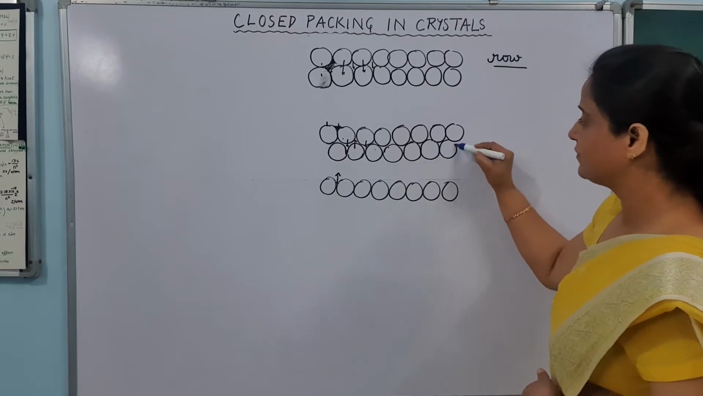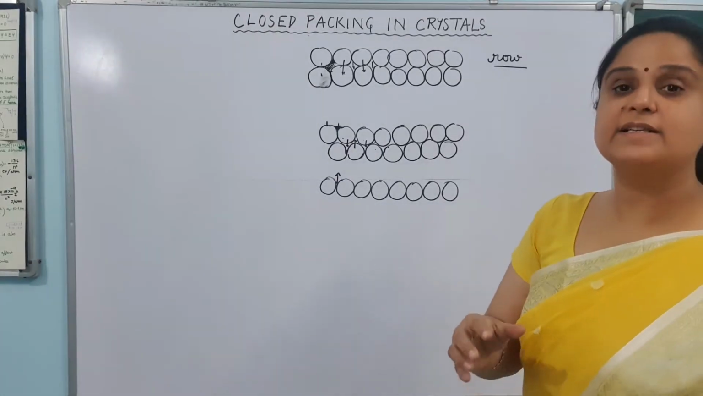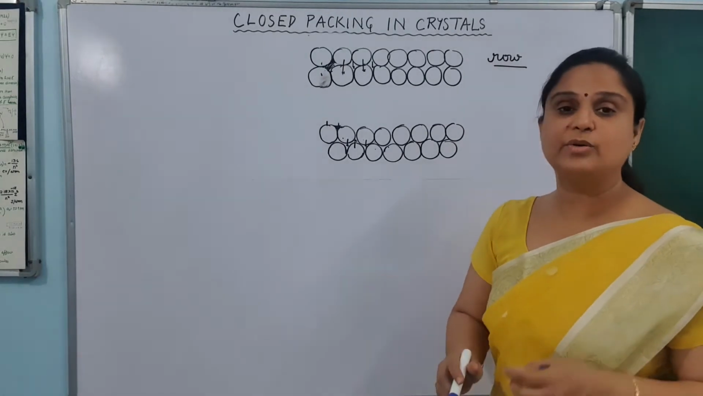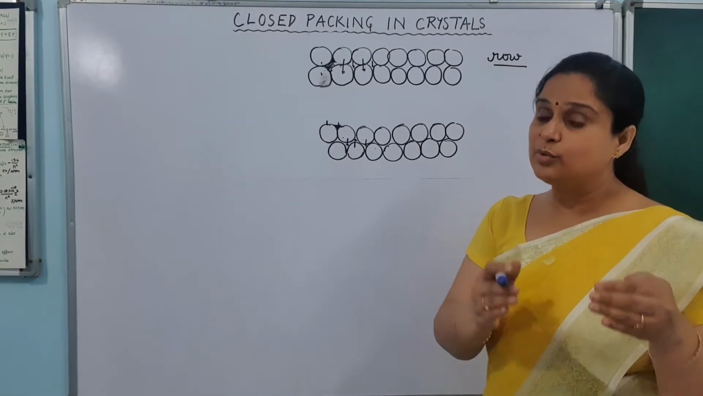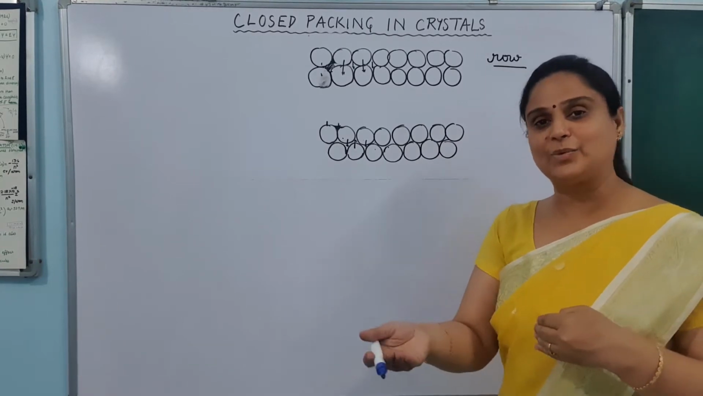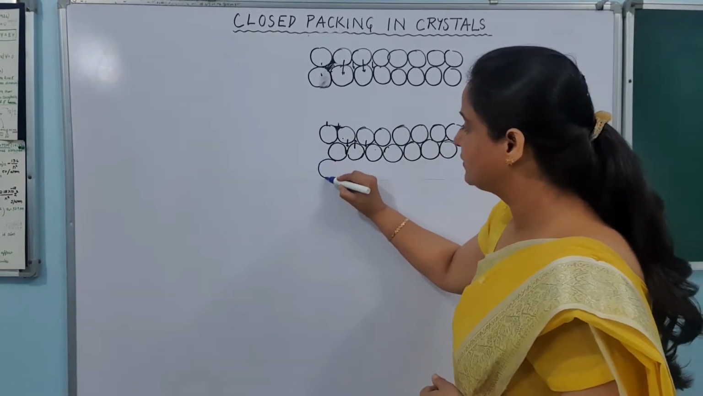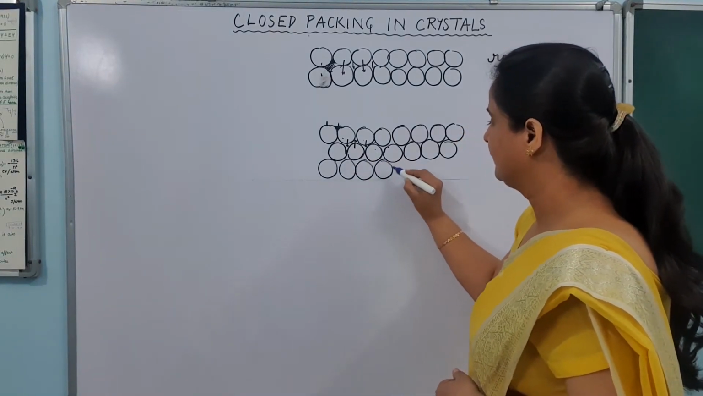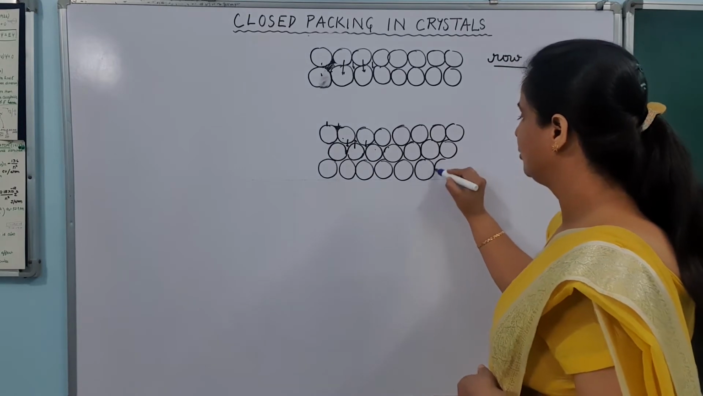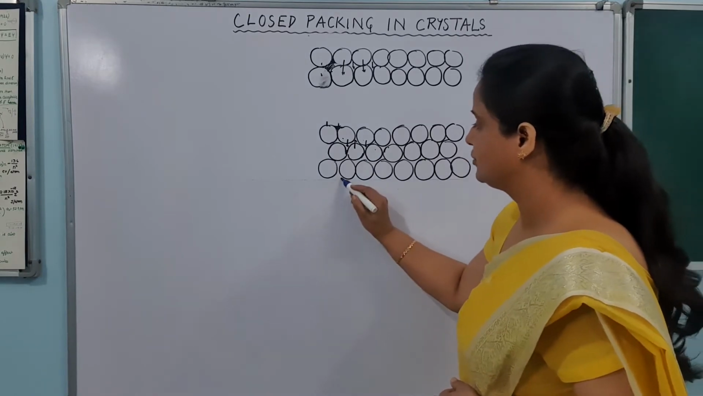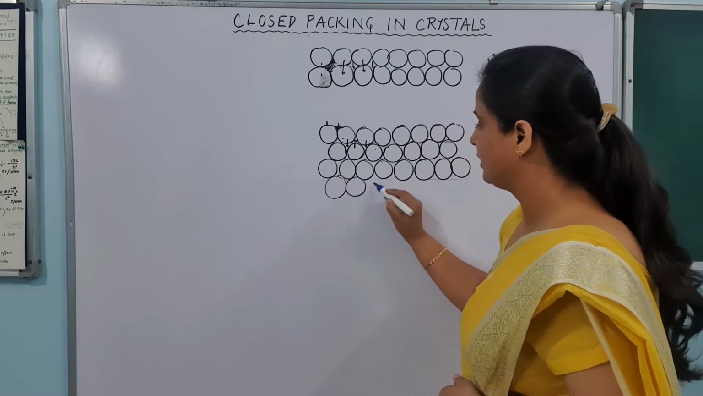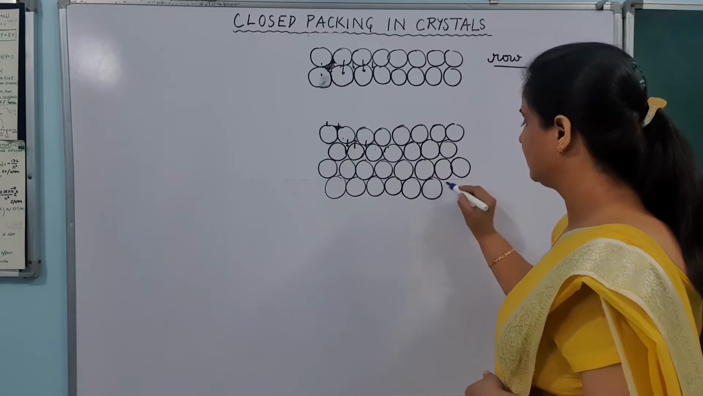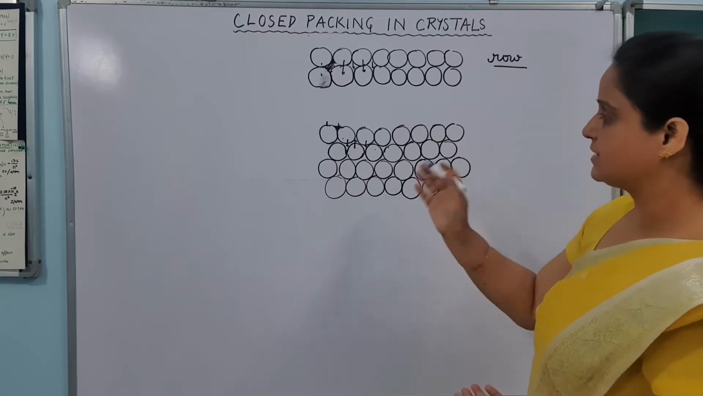So can you see very clearly that in this second type of setting, the ball is lying on the groove of the other row and the groove is lying on the ball of the other row. So this is another kind of arrangement. I am joining a third layer also. So this gives you a two-dimensional arrangement where the ball is lying over the groove, and the groove is lying over the ball. So this is the next type of arrangement.